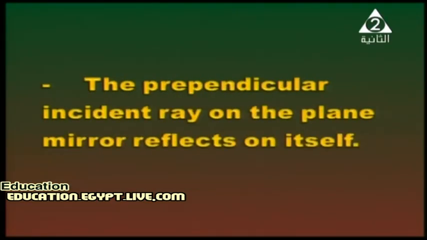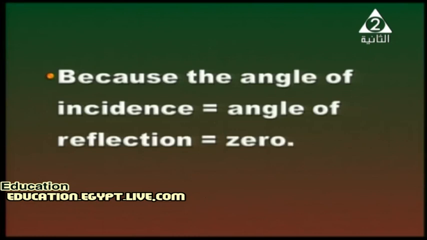The perpendicular incident light ray on the plane mirror reflects on itself. That's because the angle of incidence and the angle of reflection equal 0. When the light ray falls perpendicular to the mirror, it has no angle of incidence, so there is no angle of reflection, and both of them equal 0.